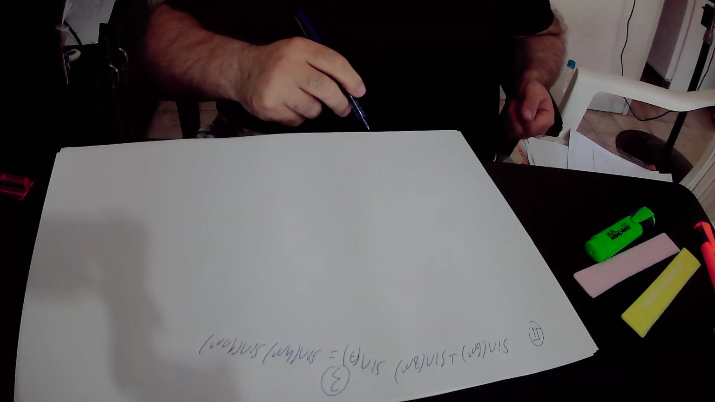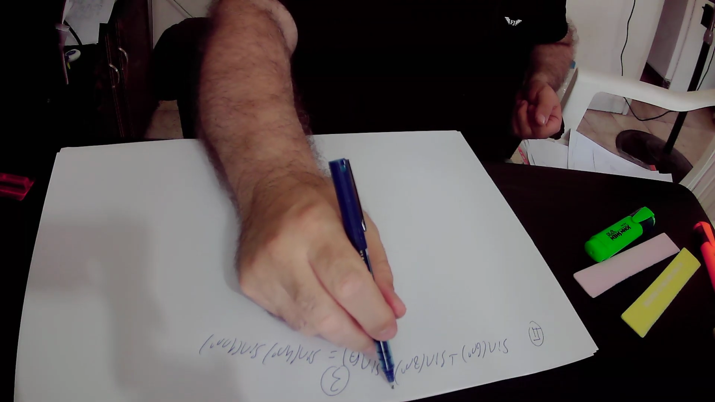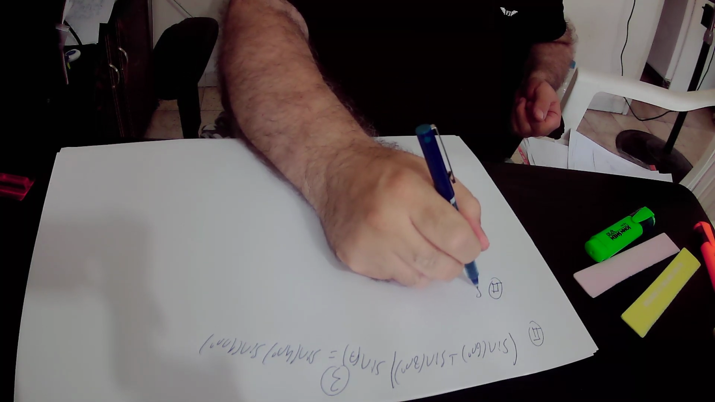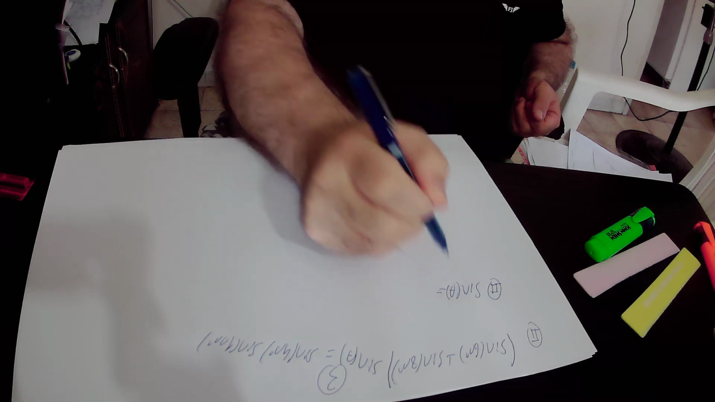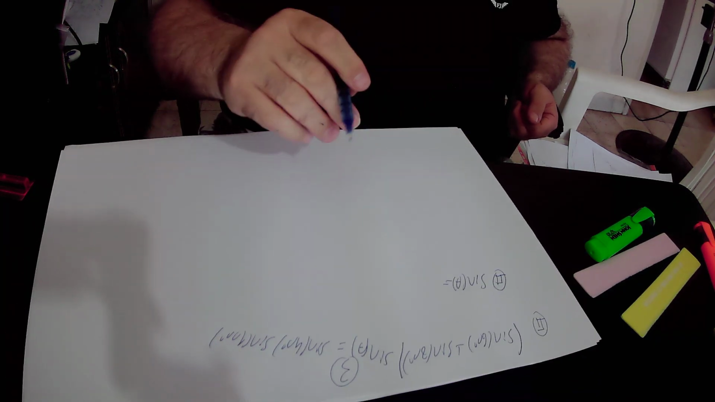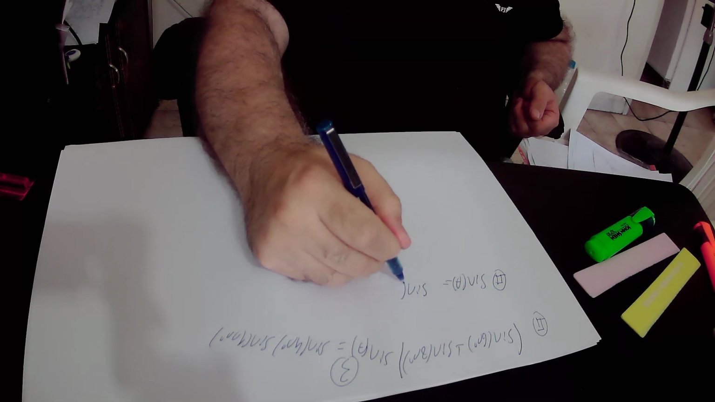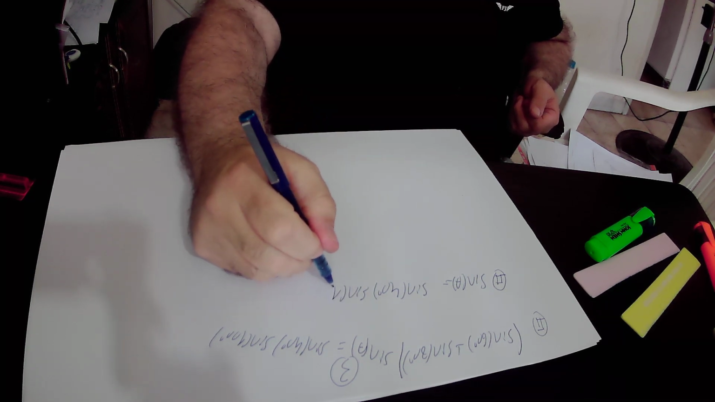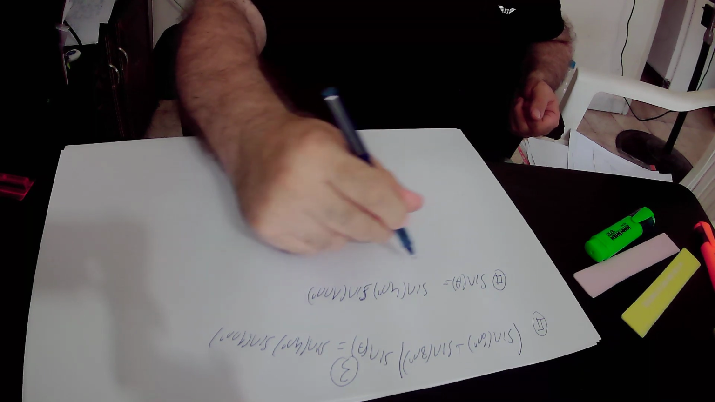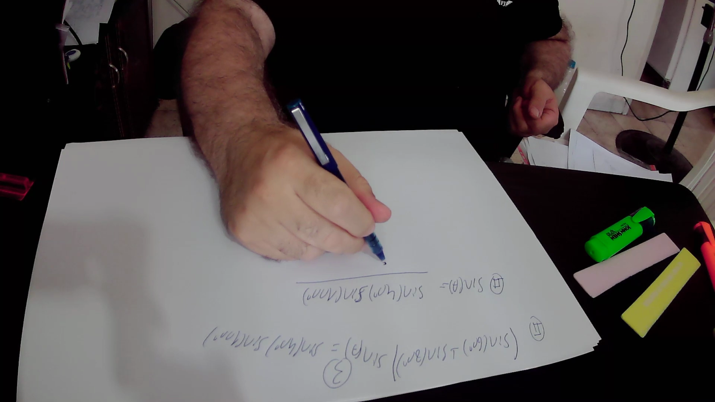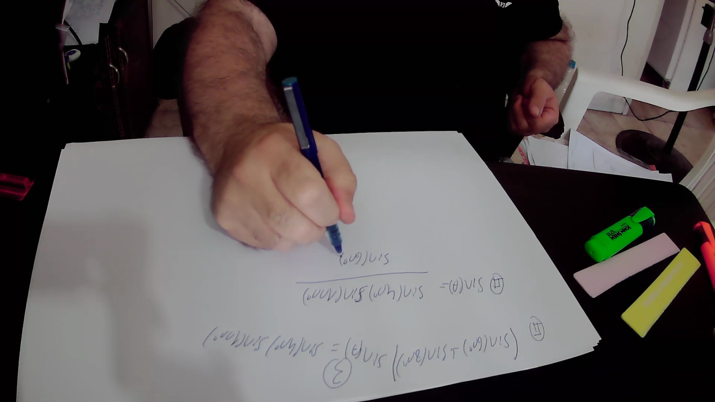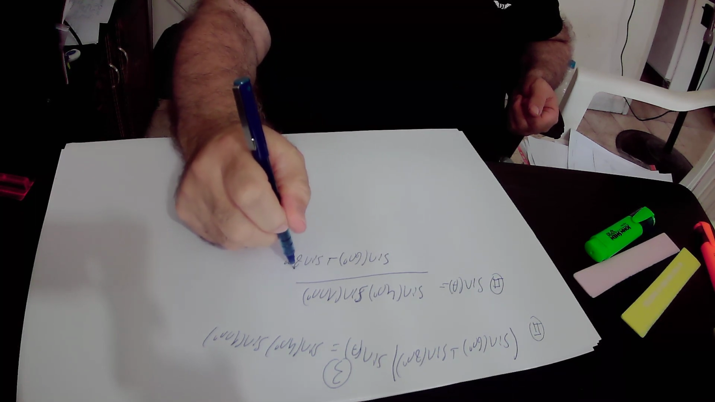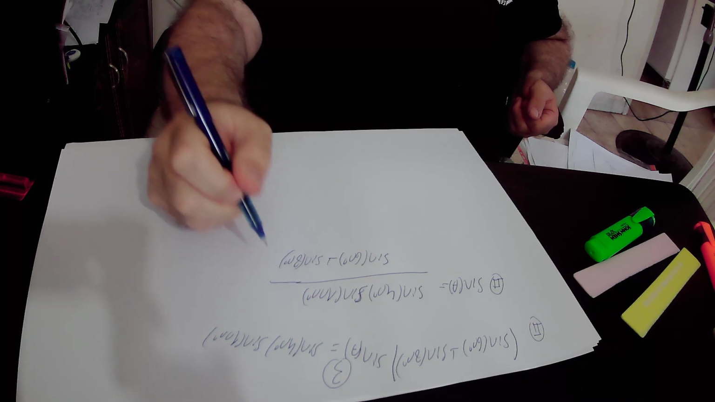So here we will divide this equation by sine 80 degrees plus sine 60 degrees, and we get that sine theta equals sine 40 degrees times sine 100 degrees over sine 60 degrees plus sine 80 degrees.